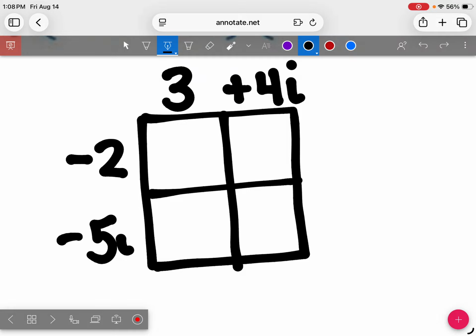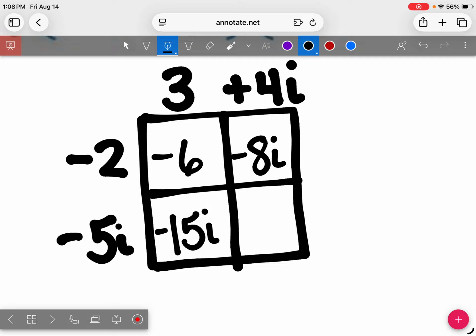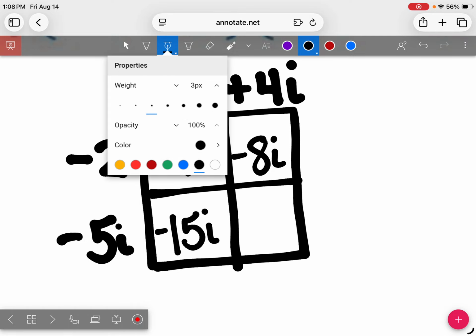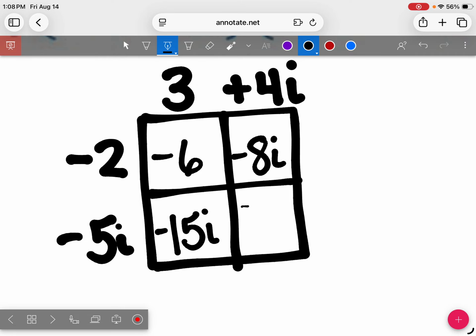So I have 3 times negative 2, that's negative 6. Negative 2 times positive 4i is negative 8i. 3 times negative 5i is negative 15i. All right, in this last box, I'm going to write this really small because we have to do some work. I get 4i times negative 5i, which is negative 20i squared.